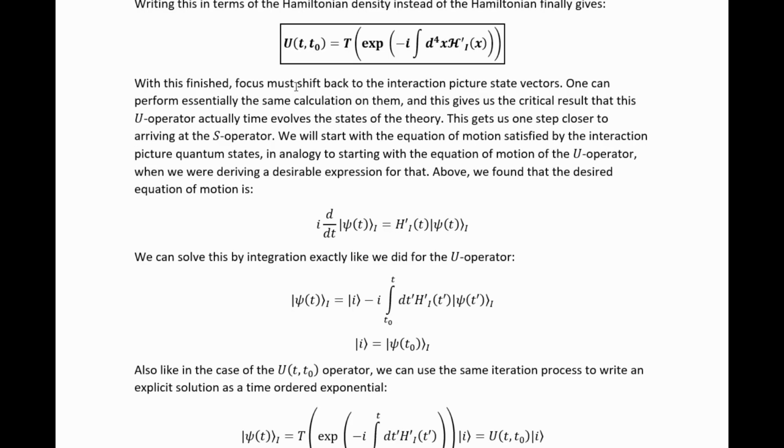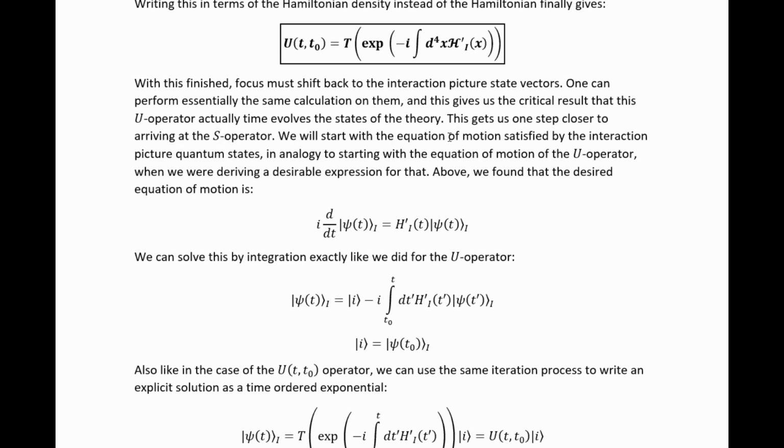So because of that, focus must shift back to the interaction picture state vectors. One can perform essentially the same calculation on them, and this gives us the critical result that this U operator actually time evolves the states of the theory. This gets us one step closer to arriving at the S operator.